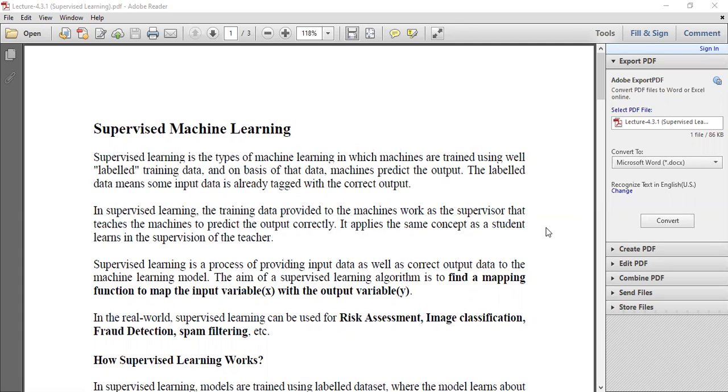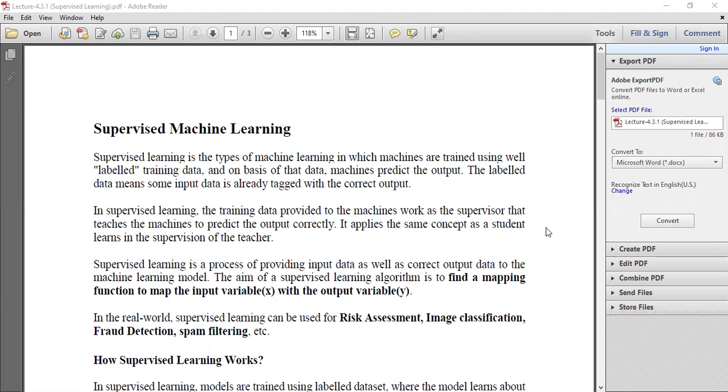It applies the same concept as a student learning under the supervision of a teacher. Supervised learning is a process of providing input data as well as correct output data to the machine learning model. The aim of a supervised learning algorithm is to find a mapping function to map the input variables to the output variables. In the real world, supervised learning can be used for risk assessment, image classification, fraud detection, and spam filtering.